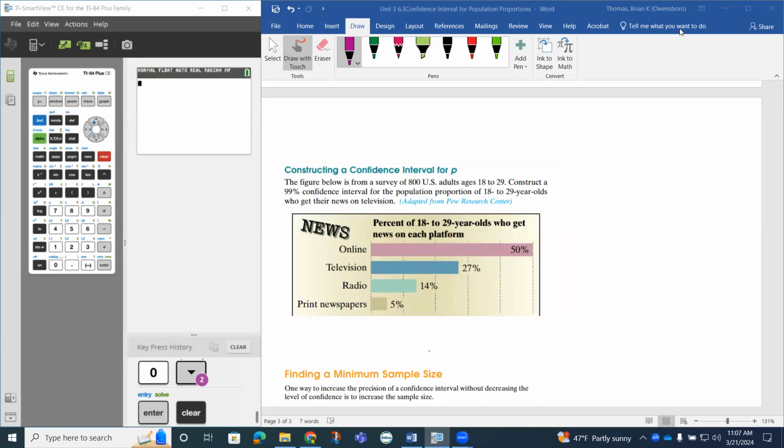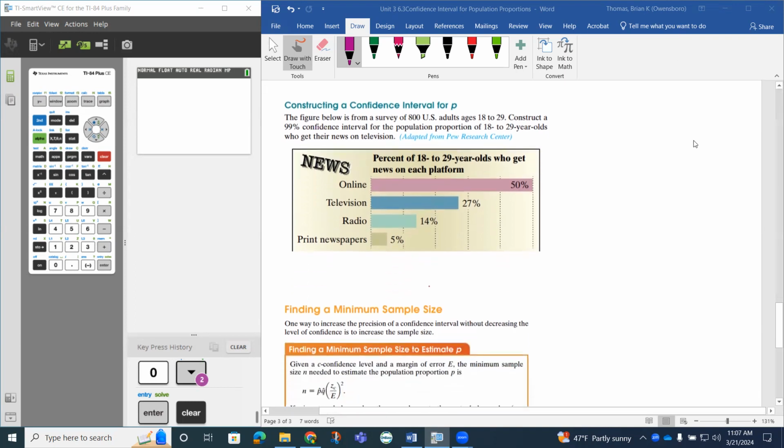Let's look at a couple more examples working with confidence intervals with population proportions. So the figure below is from a survey of 800 US adults ages 18 to 29. Construct a 99% confidence interval for the population proportion of 18 to 29-year-olds who get their news on television.